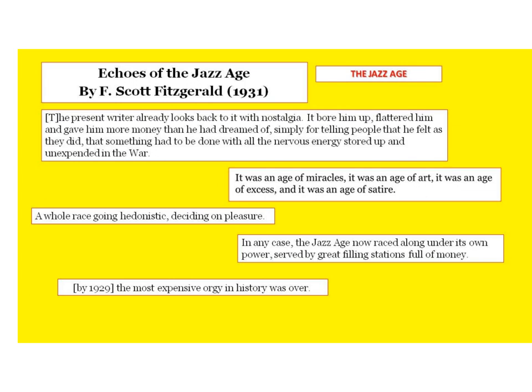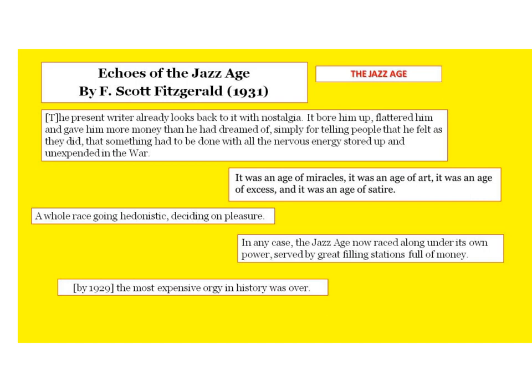So let's have a little go through some of the quotes on screen to help identify some characteristics of the Jazz Age, according to Fitzy himself. Interesting to note in the first quote here, so if you look at the pointer on screen, this is a period Fitzgerald regards as one which gave him, referring to himself here, more money than he had ever dreamed of, simply for telling people that he felt as they did. So a time of great affluence is something we can obviously identify here, which is also shown in the novel.